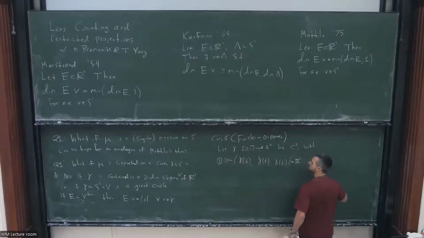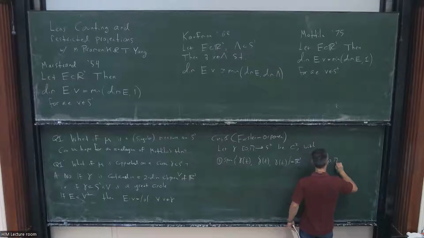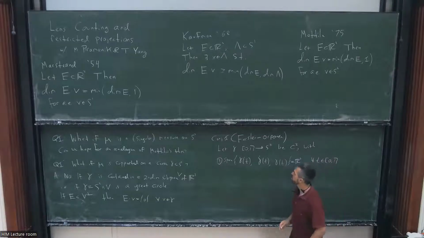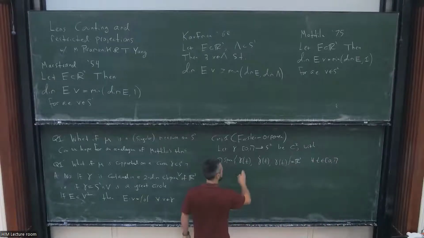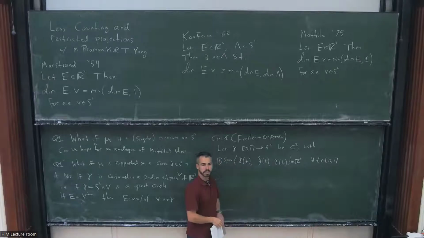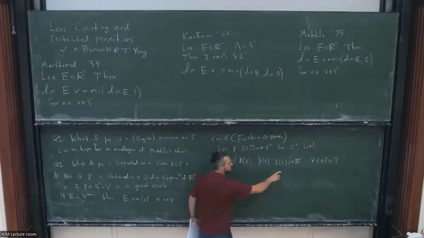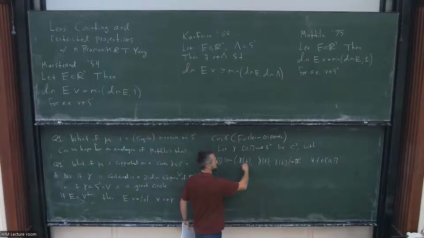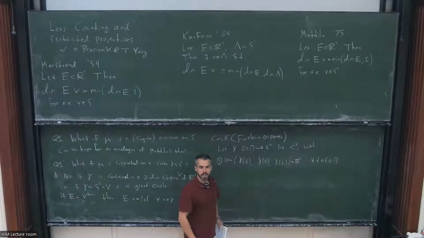And I'd like this to hold for every t in [0, 1]. So let's just think about this condition for just one moment. For every t in [0, 1], this is going to be a point on the sphere. In particular, it's a vector in R3. And this is the second vector in R3. And together they span some 2-dimensional subspace of R3.